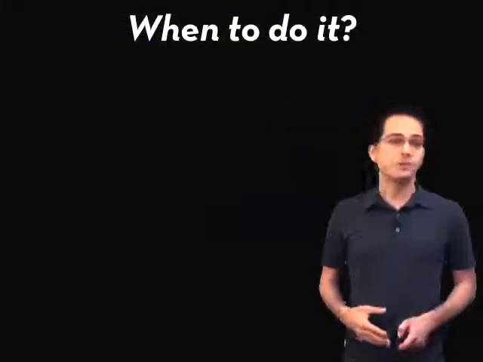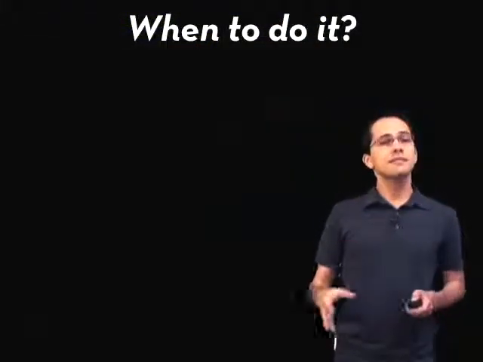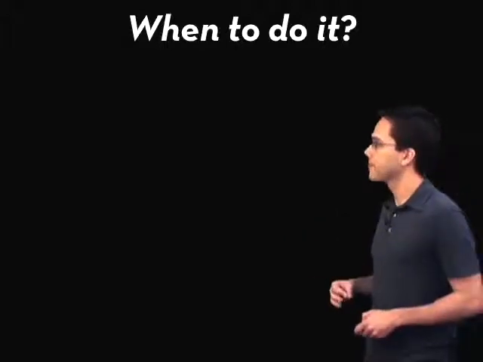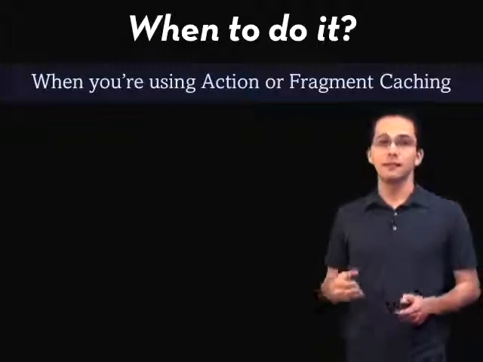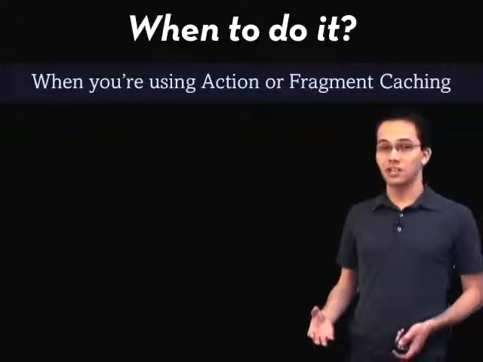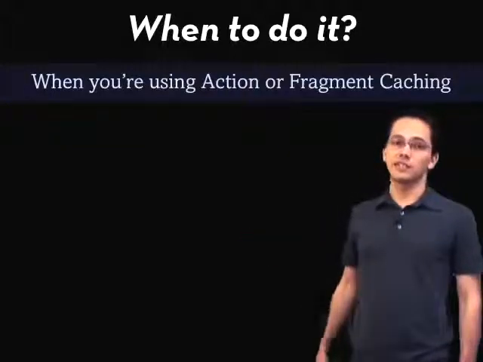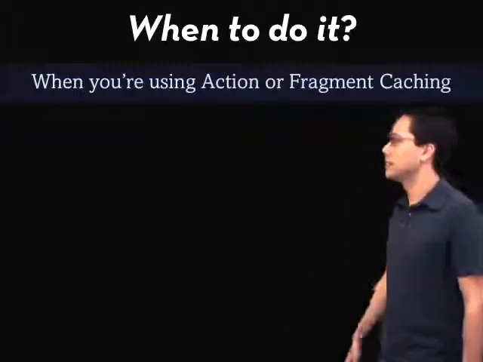So now that you know how to use Memcached in your Rails application, let's make sure it's clear when you want to use it. You want to use Memcached when you're doing any type of action or fragment caching. Memcached is probably the most powerful cache store, and that's what all the big websites are using to scale, so you might as well just go ahead and use it.